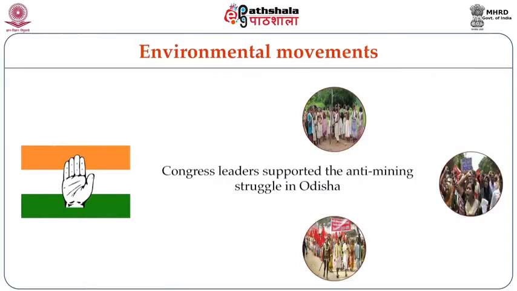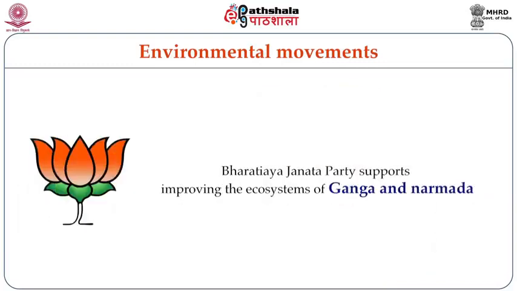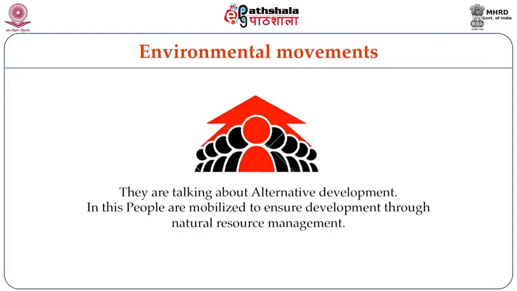Congress leaders supported the anti-mining struggle in Orissa. Shiv Sena strongly opposed the Jaitapur nuclear power plant in Konkan. Bharatiya Janata Party supports improving the ecosystems of Ganga and Narmada. But such cases are very rare. Most environmental action groups question the whole model of development. They are today talking about alternatives to this development. In this, people are mobilized to ensure development through natural resource management.